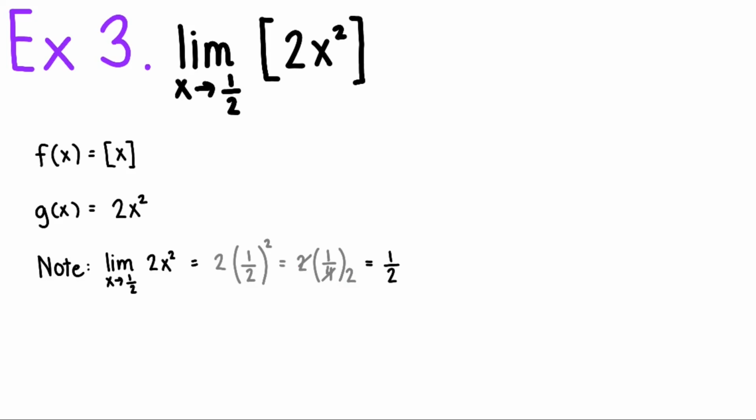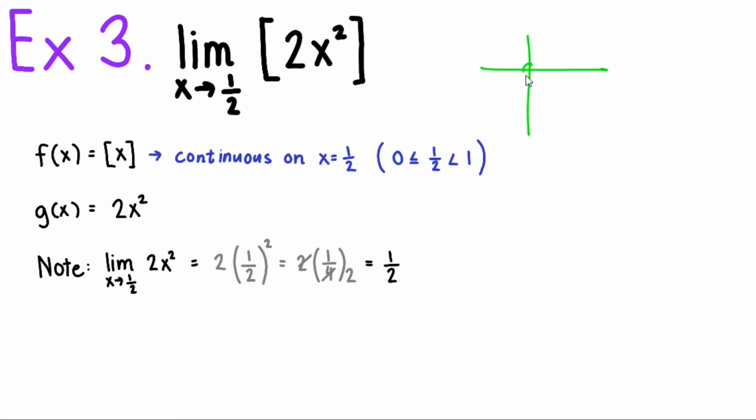Given this, take note further that the greatest integer function of x is continuous at x equals 1 half, continuous on this limit. And why is that? Well, we know from the previous video that greatest integer functions are continuous when the value of x is in between integers. Indeed, 1 half is in between the integers 0 and 1. So we know that in this part, it is continuous since in the graph, it looks something like this.